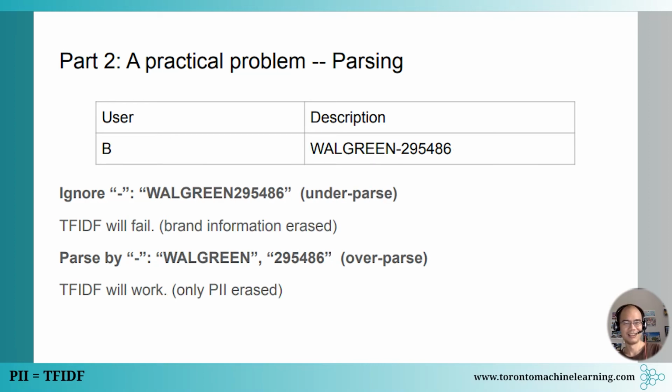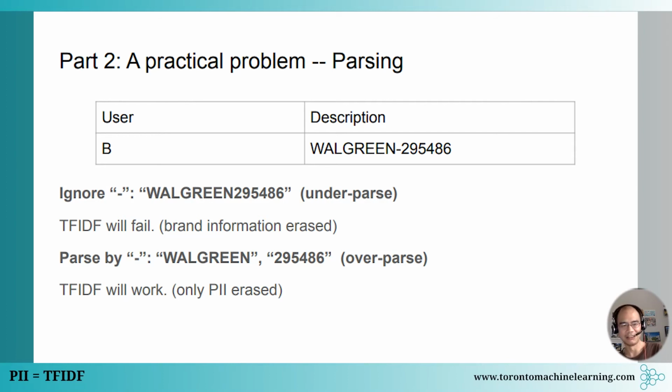However, let's look at the second case. The transaction may appear in this way, in which this is actually your account number, a membership number maybe with Walgreens. So that is PII. If you underparse it, meaning you just ignore that dash and put them all together, guess what happened? Walgreens plus a unique number, this entire thing is still unique, will only appear for you and not for other people.